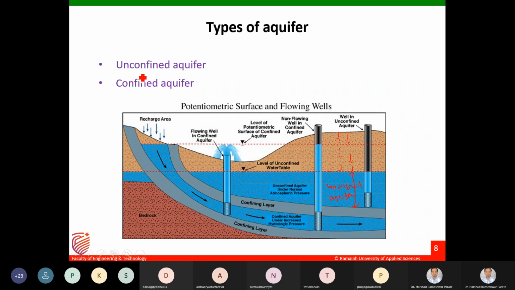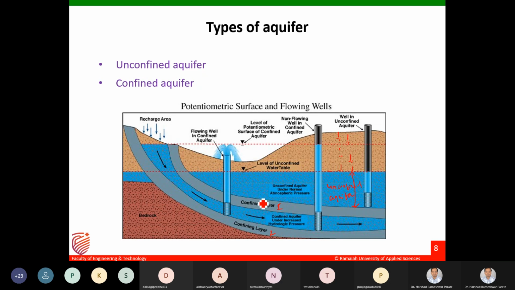That's the unconfined aquifer. Now, when we talk about a confined aquifer, as the name suggests, the water gets stored between two confining layers. Now you can see this is confining layer 1 and confining layer 2. So in between, the water is stored in the soil or your substrata.